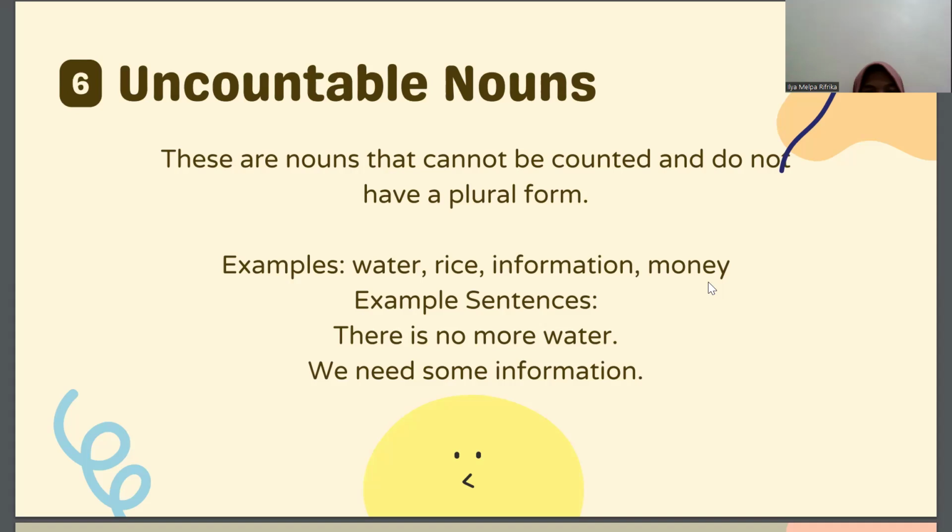And the second example sentence, we need some information. The uncountable noun here is information. And I will add one more example sentence. I have no money. And the uncountable noun here is money.